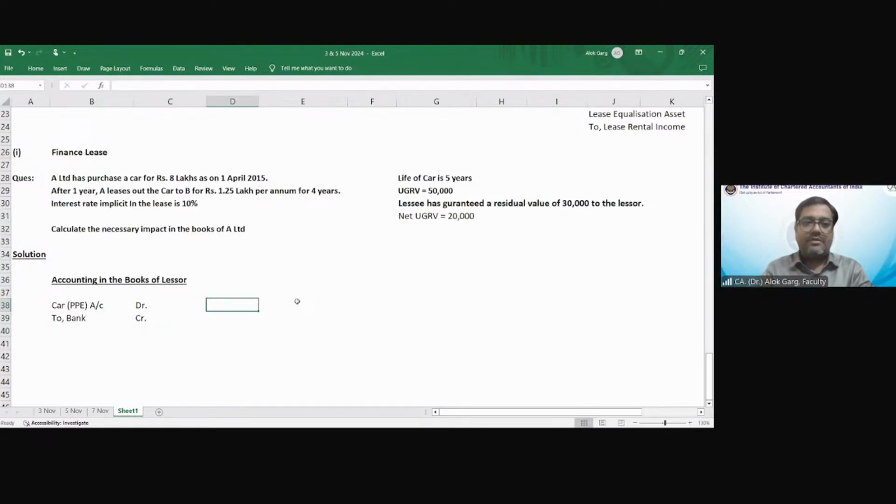What is the cost? The cost is 8 lakh rupees. Okay, car PPE account debit to bank 8 lakh rupees. Correct? Being car purchased. So let me write the full amount here.